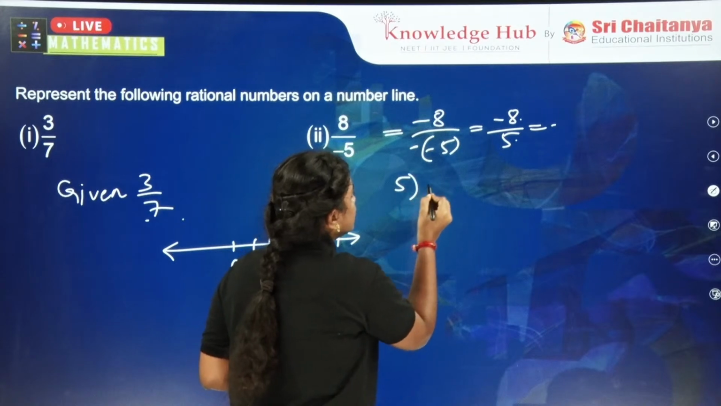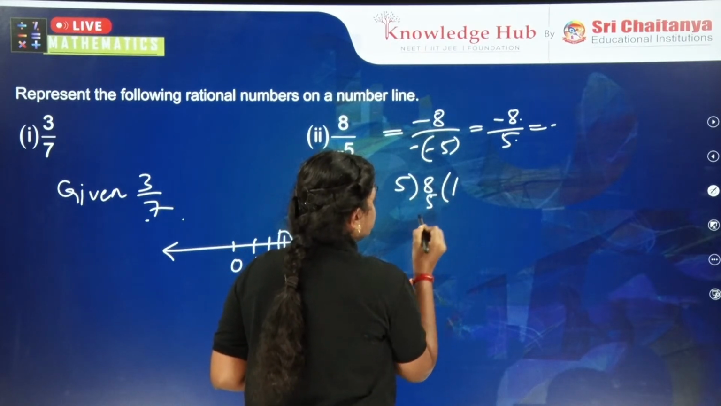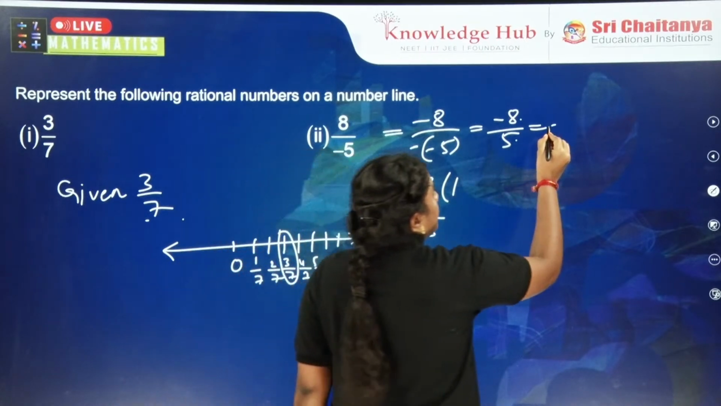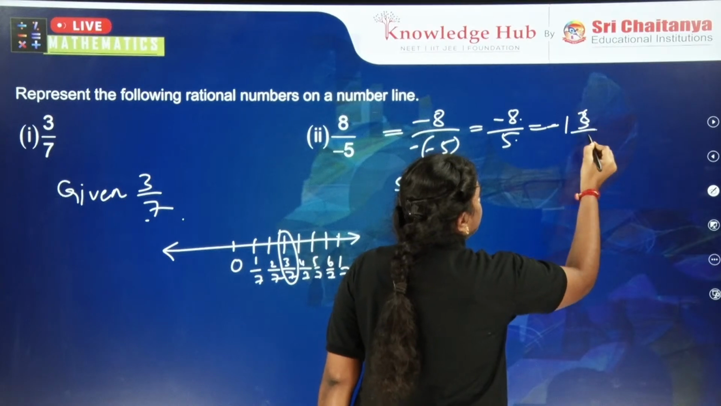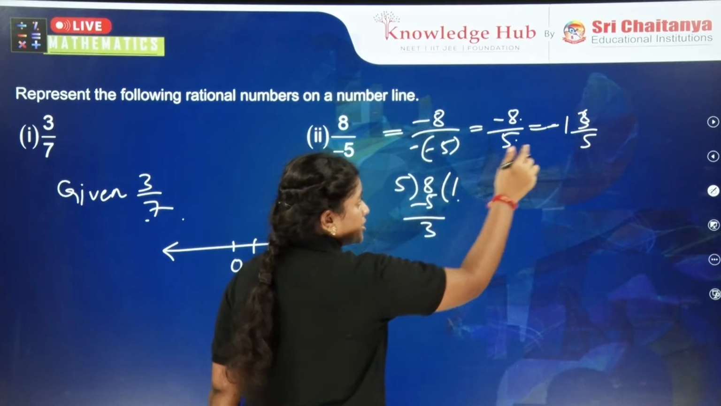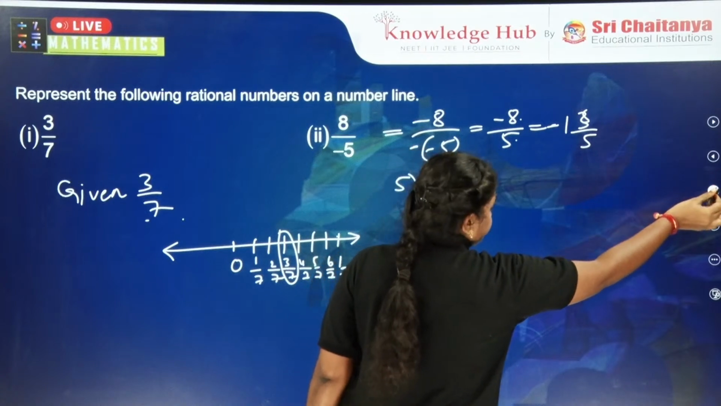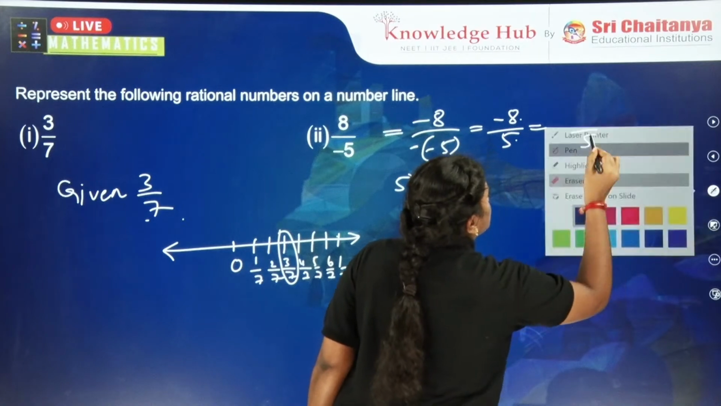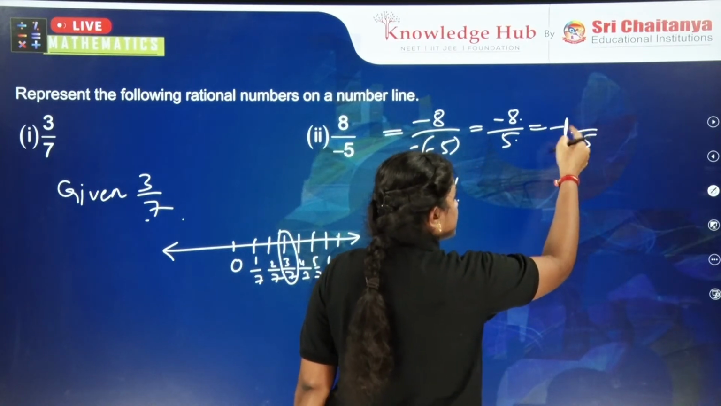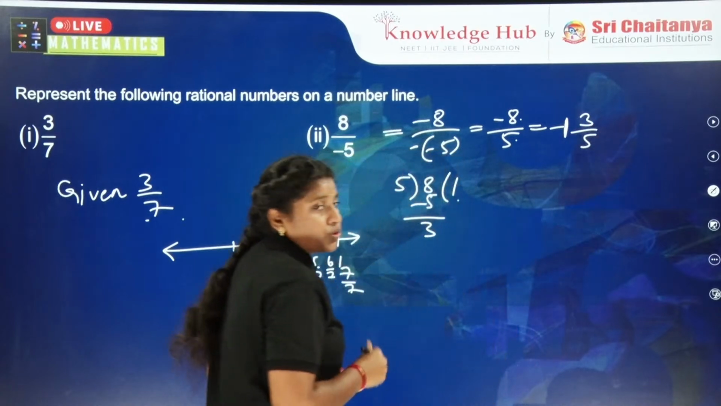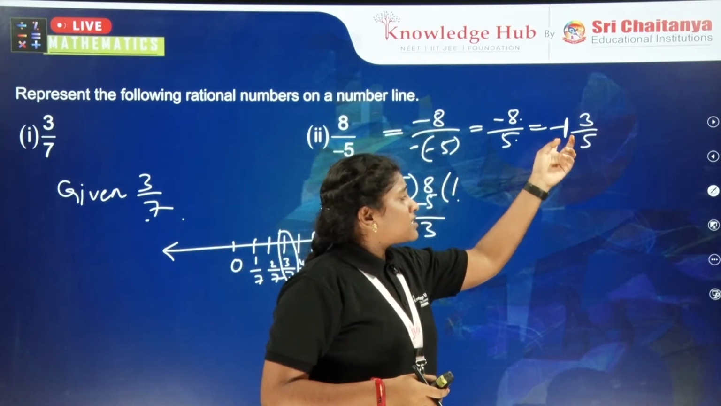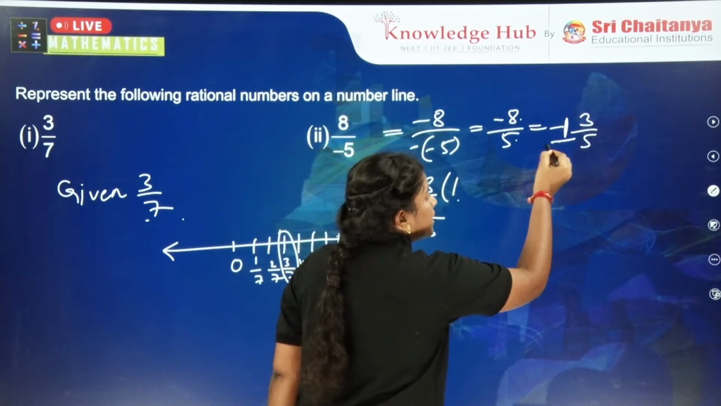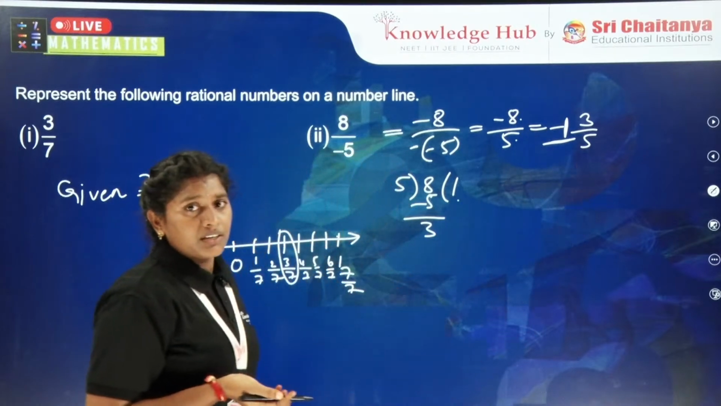So how can we convert? 5 is the divisor, 8, and 5 ones are 5, and 8 minus 5 will give you 3. So now what it will become? -1, 3 by 5, where 1 is the quotient. So coming to here, our -1, where 1 is the quotient and 3 is the remainder. You can cross check it. Why? Because 5 ones are 5, 5 plus 3 will give you 8. So now here the whole number is -1, so it will be an integer, right?